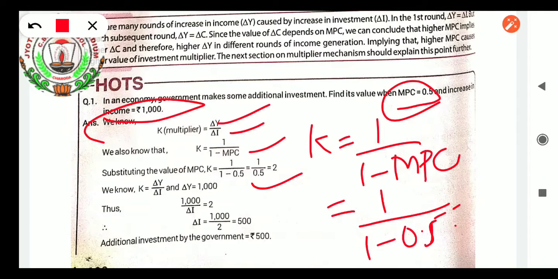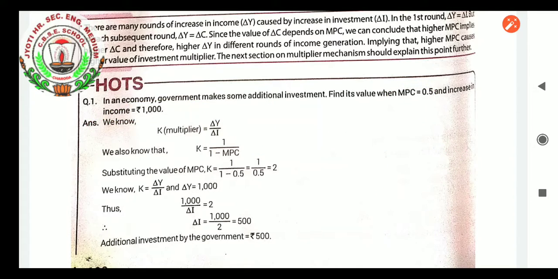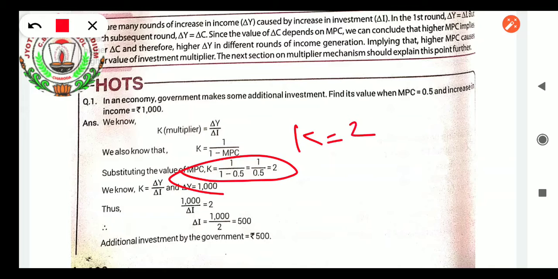So we know K equals delta Y upon delta I. Change in Y, how much is showing? 1000. Change in I we have to find. The multiplier answer we got from the equation K equals 1 by 1 minus MPC. How much did we get? We got 2. Here we got K equals 2. Change in Y, increase in income, how much is showing? 1000.